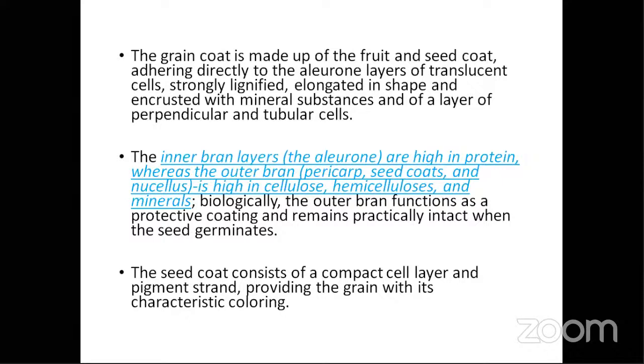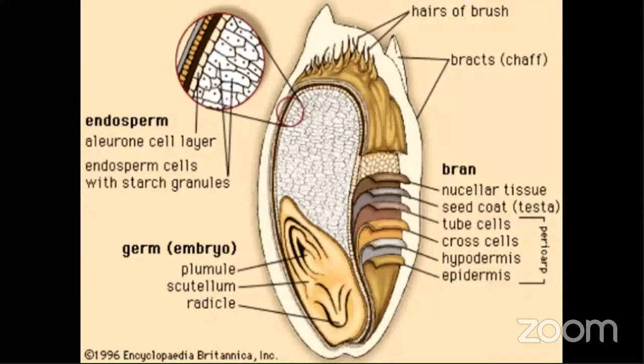The inner layers of the seed coat also contain pigments, the coloring pigments, which give the grain a particular color. Because red wheat is also there, then black wheat is there. So they contain the pigments. That is present in the inner layers of the bran. So this is the structure of a wheat grain. First thing is the bran. So we will start from the first layer.